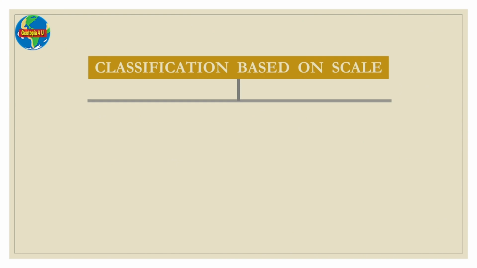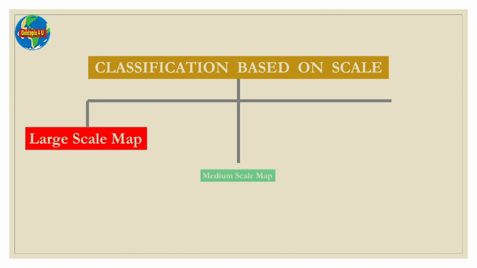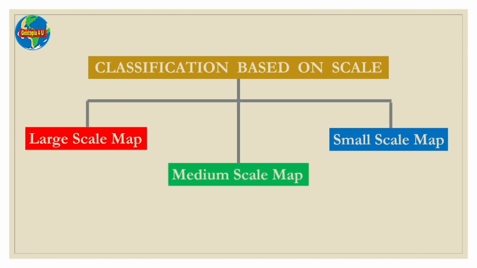Map classification based on scale. According to scale, a map can be classified into three categories. Number 1, large scale map, number 2, medium scale map, and number 3, small scale map. We shall have a look at each of them in detail.